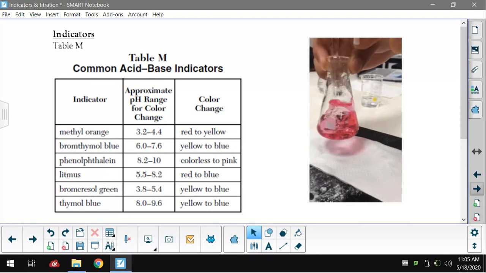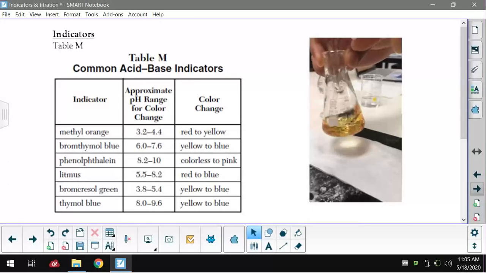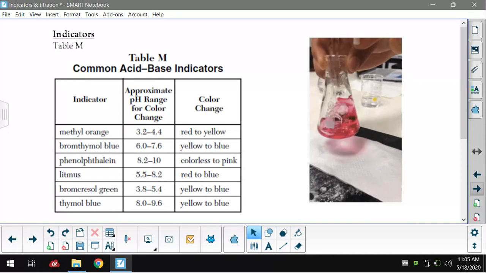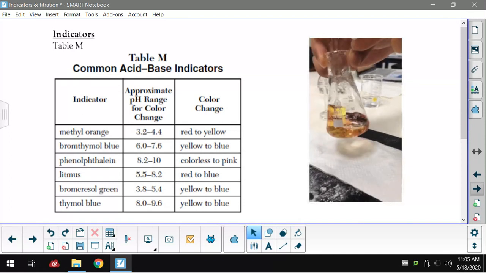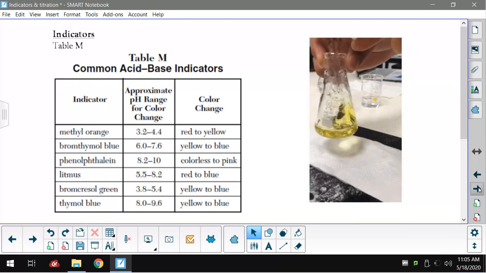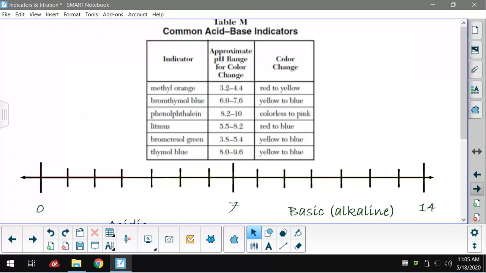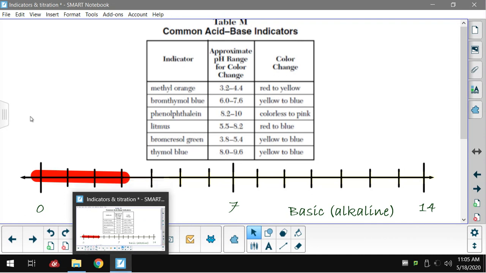So how do these things work? Well, indicators are all pH dependent. So if you have a solution, you can determine the pH of that solution by testing it with one or more different indicators. So, for example, let's look at methyl orange. Methyl orange is our first one on our table. Methyl orange is called methyl orange because between a pH of 3.2 and a pH of 4.4, it's orange. Well, what does that mean? So if you put this methyl orange in a solution and that solution turns red, well, that means you have a pH that is somewhere down there.